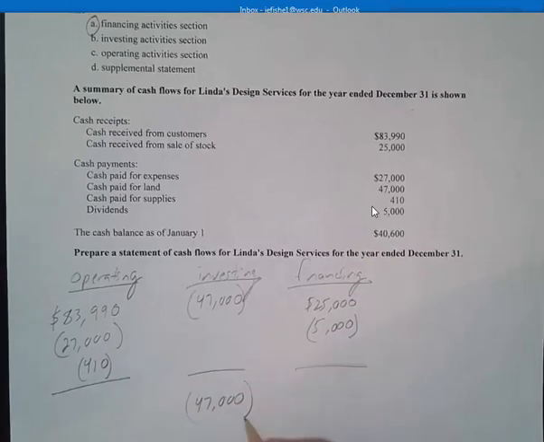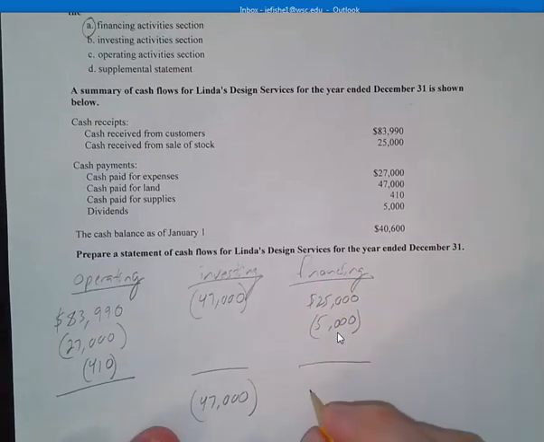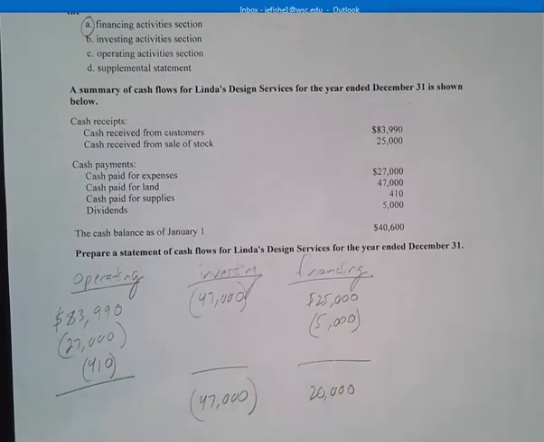We only had one investing activity, so we can go ahead and do that. Financing, we had $25,000 inflow, $5,000 out. I think we can probably do that math in our head. $20,000.